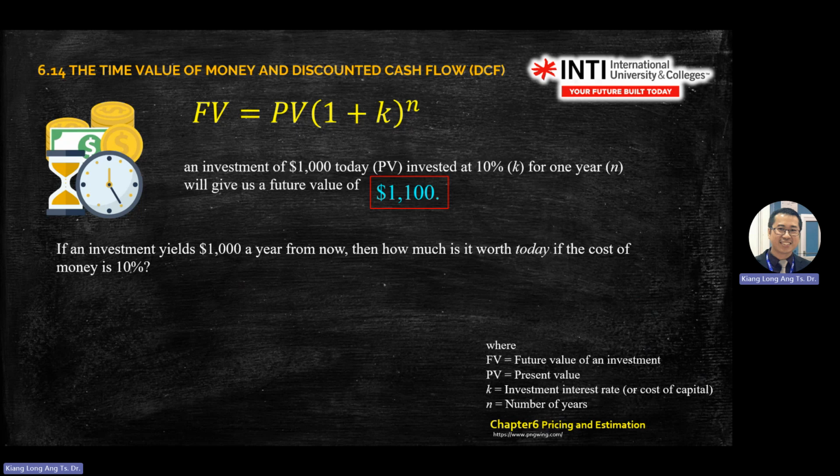Okay? So if an investment yields 1,000 a year from now, how much is it worth today if the cost of money is 10%? Can you substitute the values and find the present value?